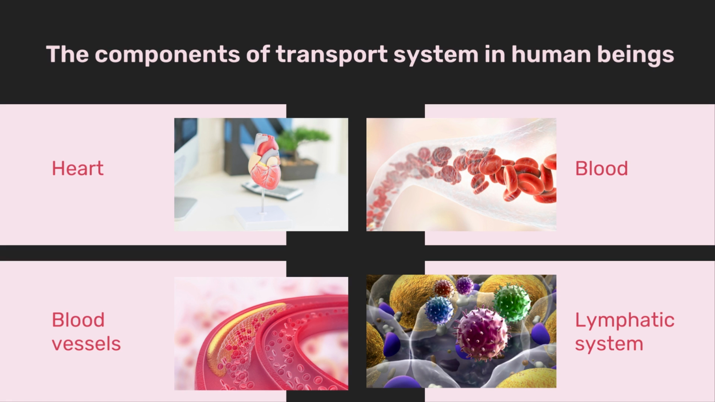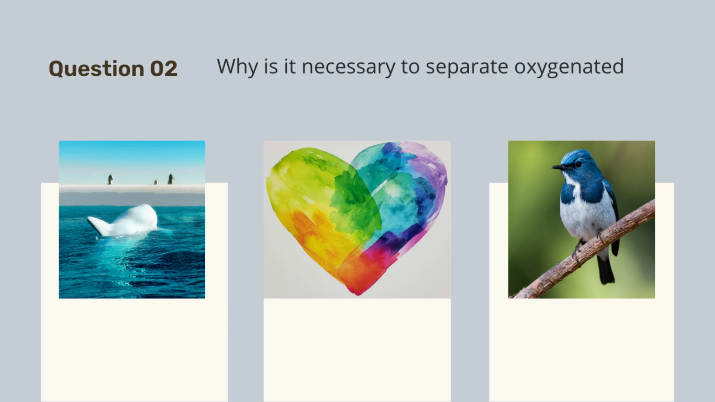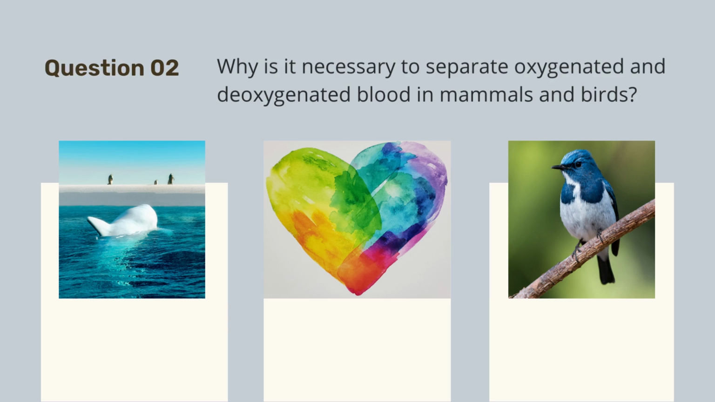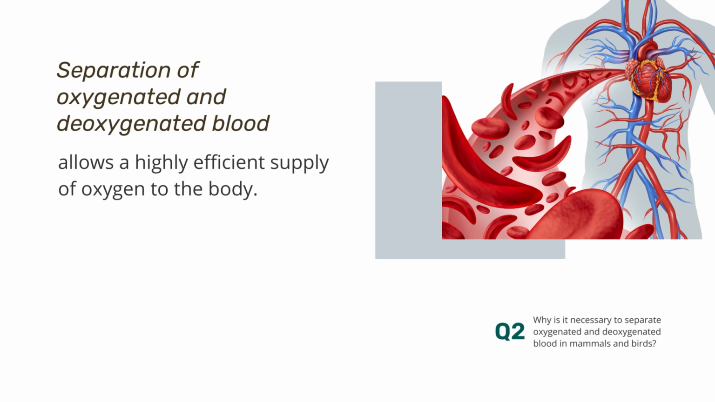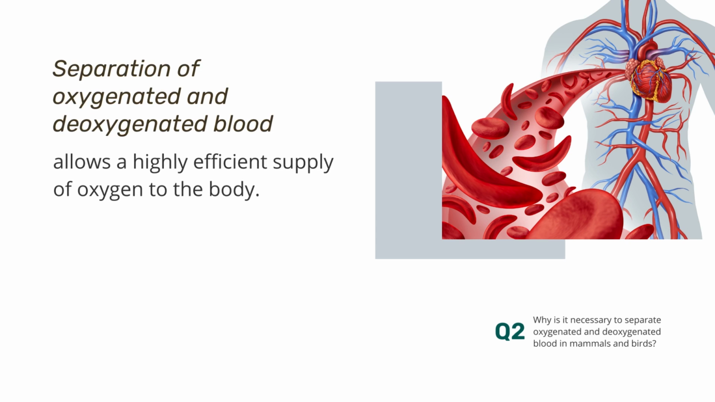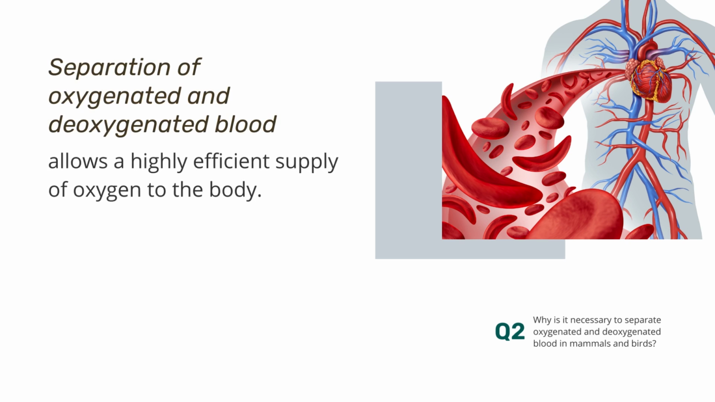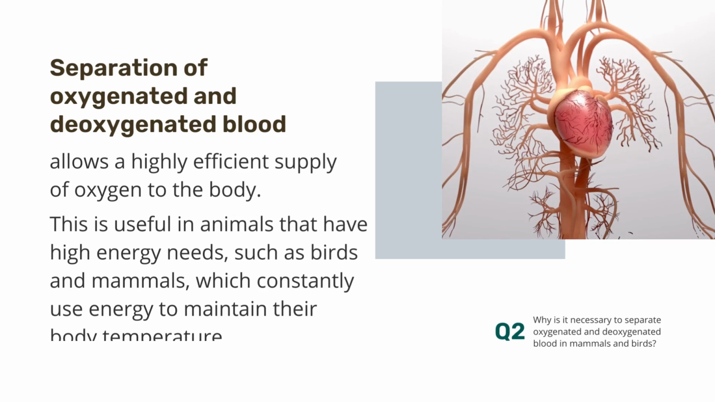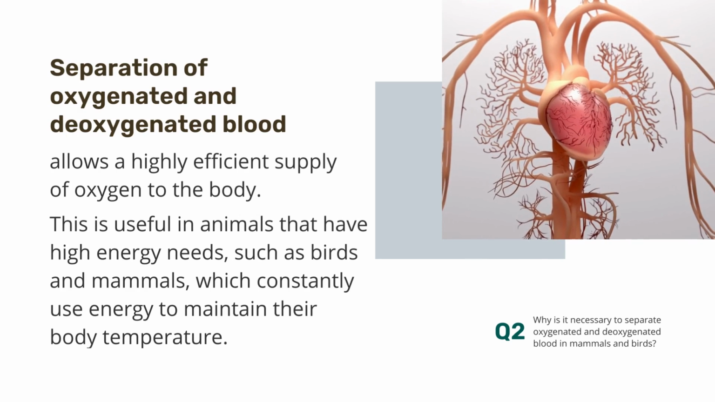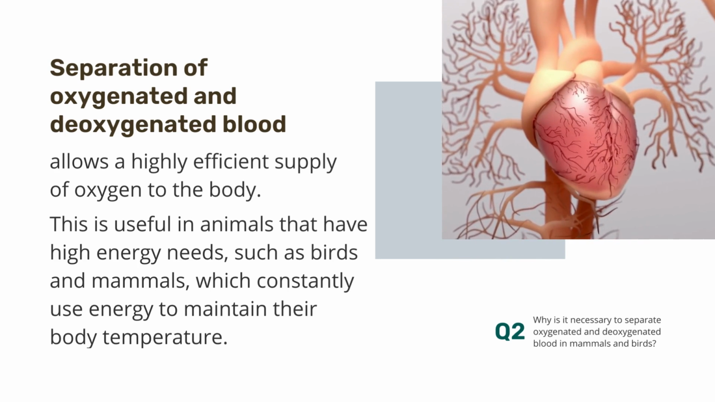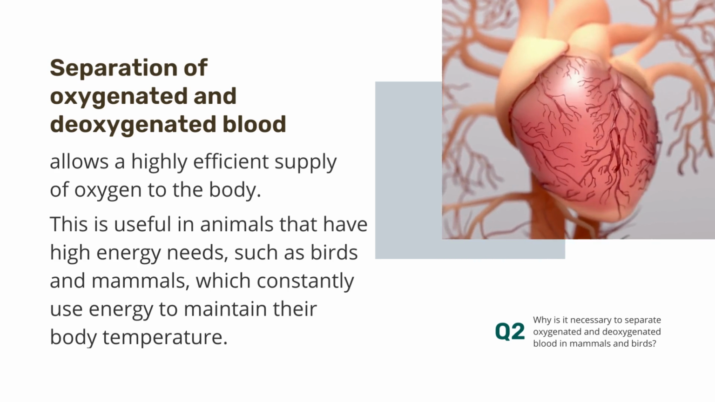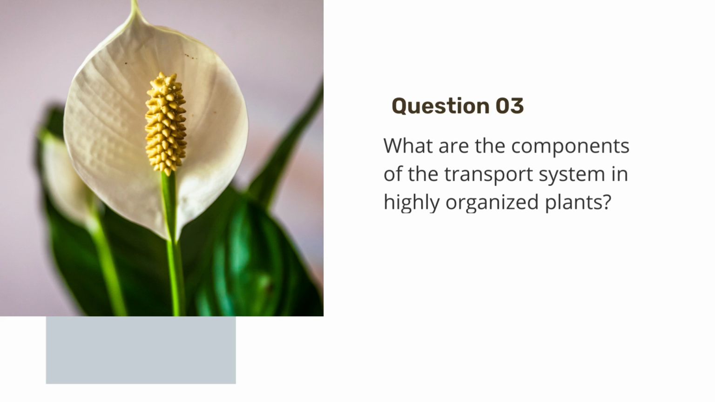Next question is, why is it necessary to separate oxygenated and deoxygenated blood in mammals and birds? Separation of oxygenated and deoxygenated blood allows a highly efficient supply of oxygen to the body. This is useful in animals that have high energy needs, like birds and mammals, which constantly use energy to maintain their body temperature. Next question is, what are the components of the transport system in highly organized plants?